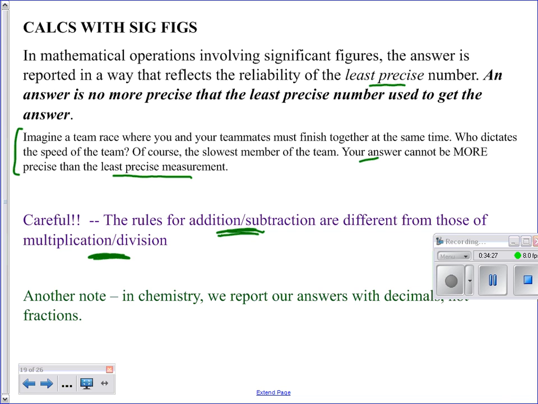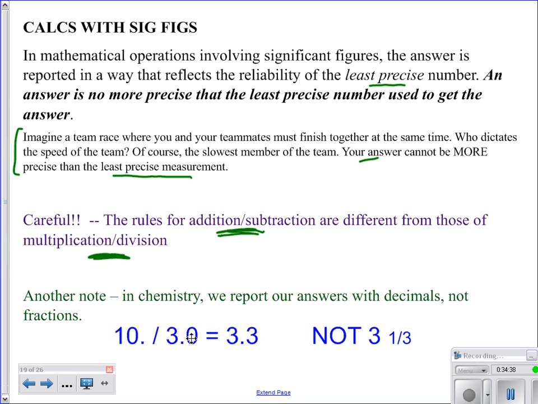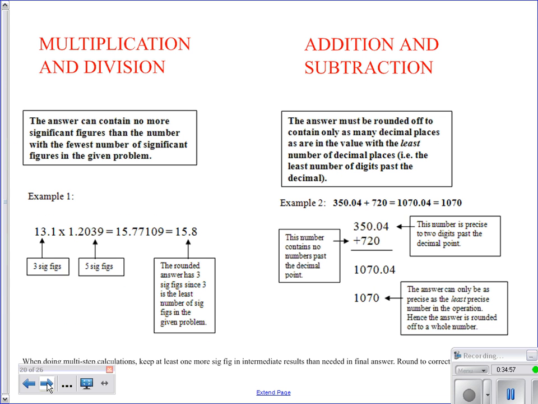And here's another thing I want you to think about as you're reporting answers and doing all of this math and chemistry: we do not use fractions. We use decimals. So if you happen to have a problem such as 10 divided by 3, the answer is 3.3. That's how we report our answer. Notice that that was two significant figures. The answer is not 3 1/3. I just want to bring that up also. We do not use fractions in chemistry.